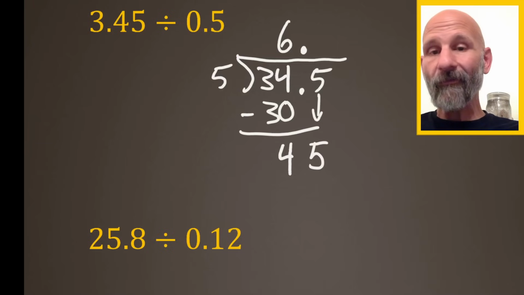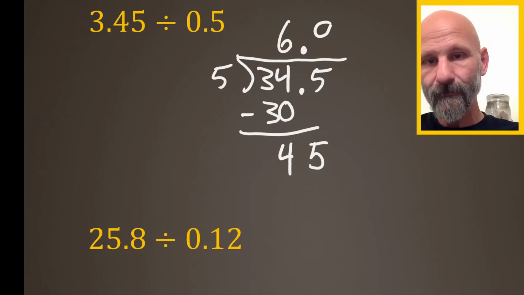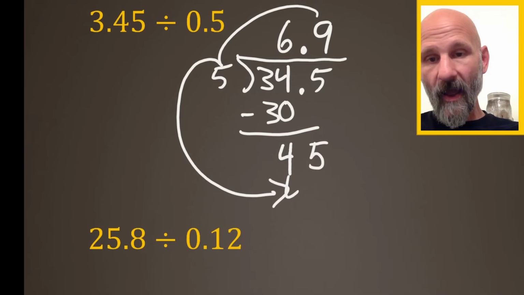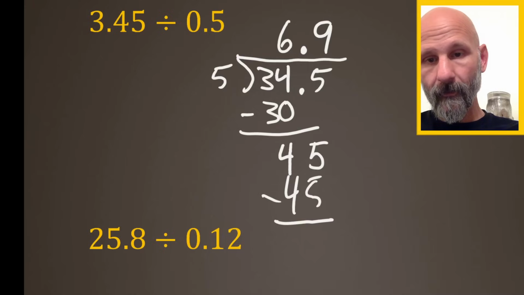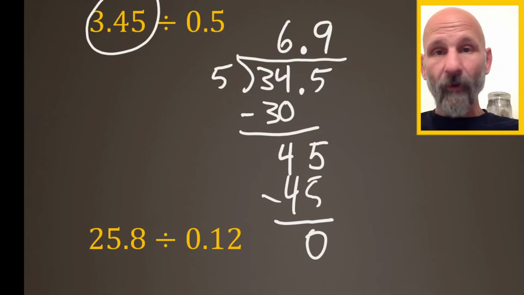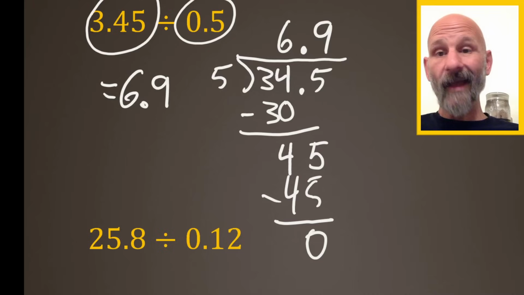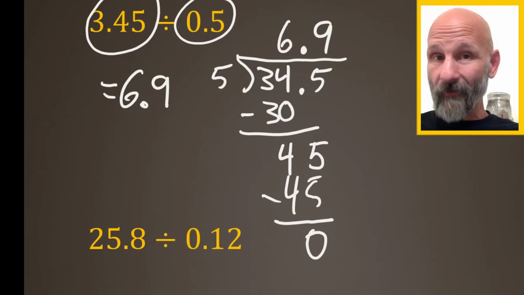So now we're looking at 5 dividing into 45. How many times does 5 go into 45 without going over? It's an even 9. So now we do 9 times 5 equals 45, and then subtract, and we get a remainder of 0. So 3.45 divided by 0.5 is going to equal 6.9, because it's the same thing as 34.5 divided by regular 5.